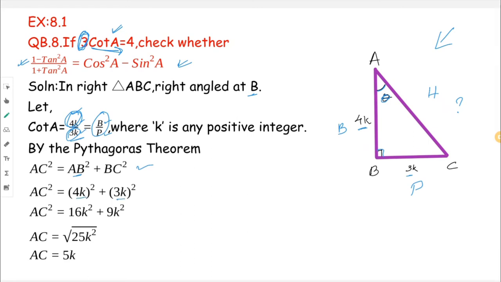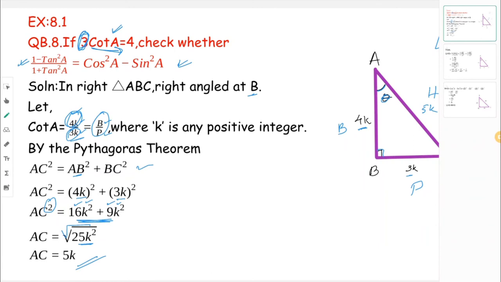4 4s are 16 k square, and 3 3s are 9 k square. If you add these two, 16k square plus 9k square, you'll get 25k square. So this square here goes to your right hand side and becomes a root. And we know 25 is the square of 5, right? So I'll have 5k, which means our third side, AC, the hypotenuse, is 5k.